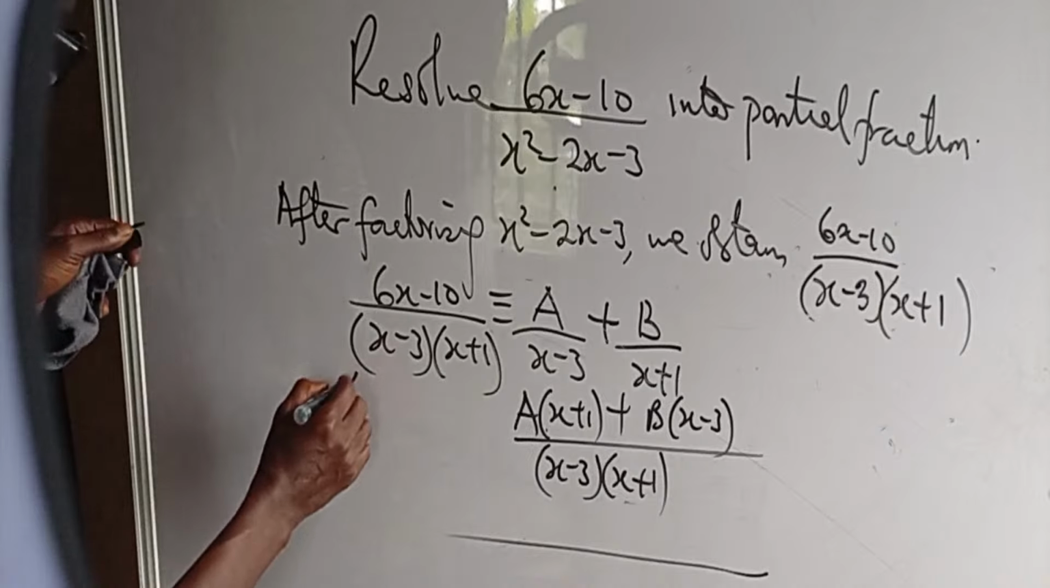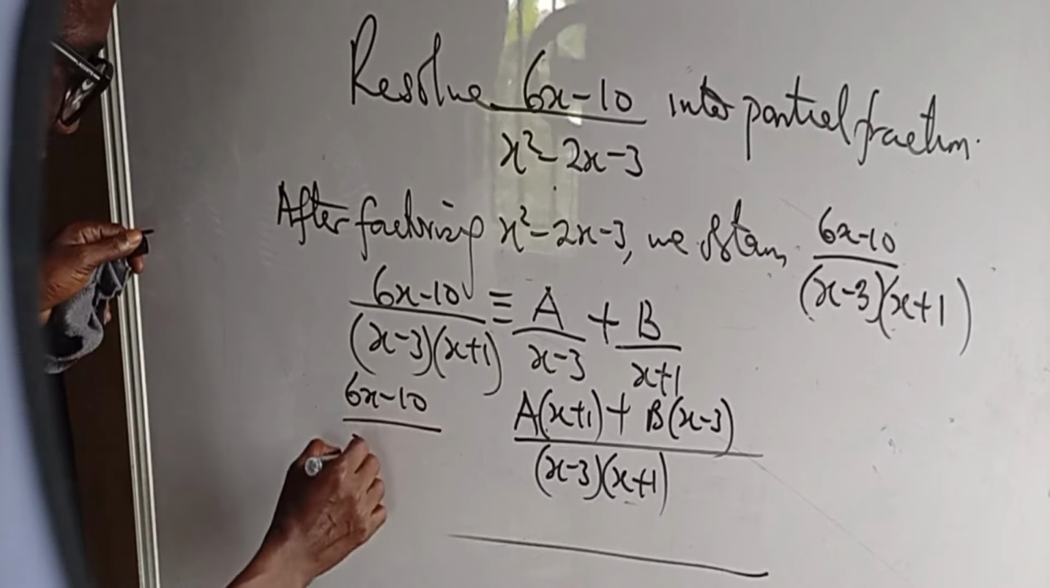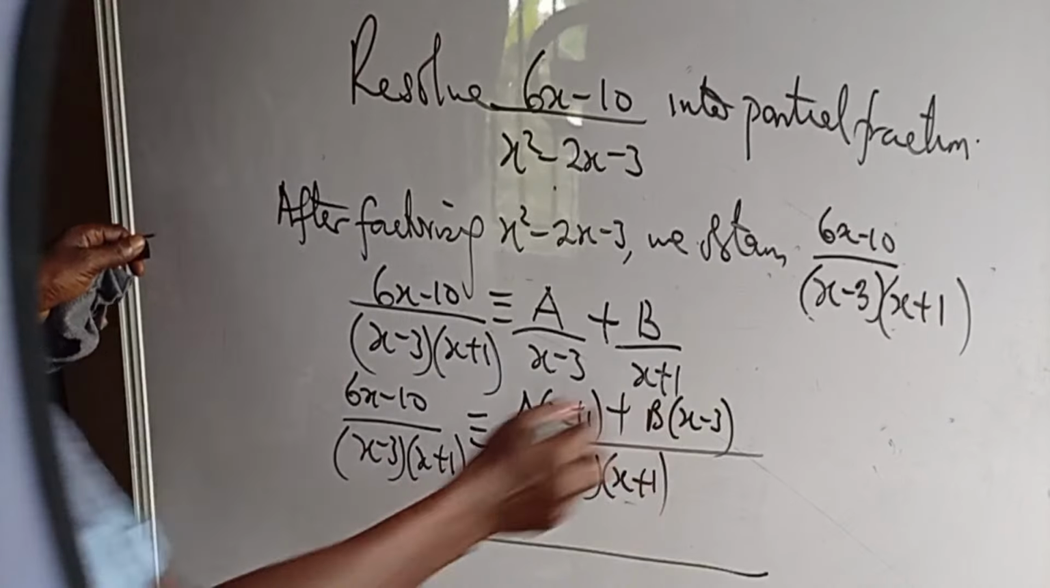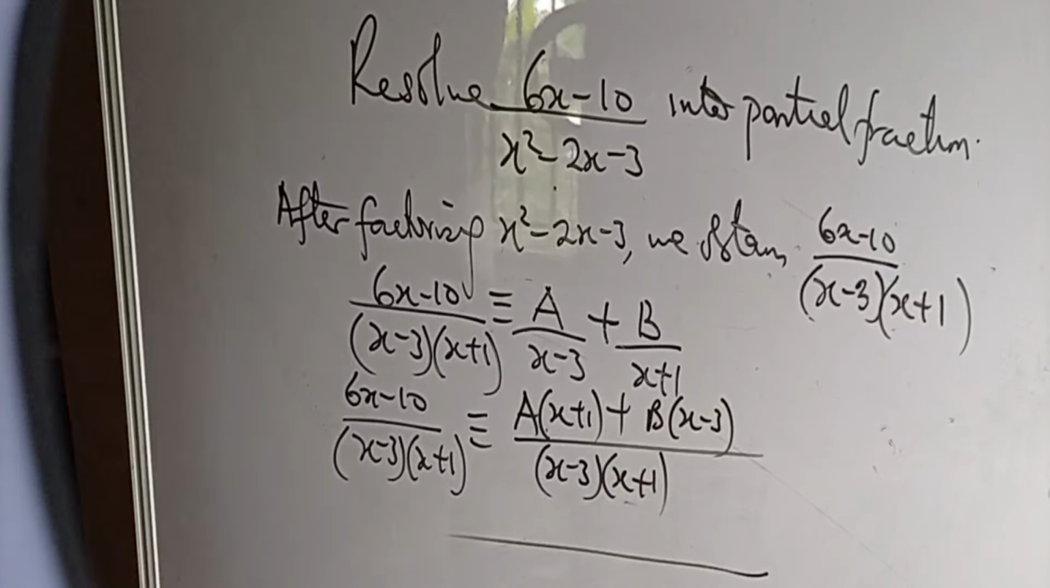So that means 6x minus 10 all over x minus 3 into x plus 1 is equivalent to what we have obtained there. Okay? We are very good. I'm glad you are comprehending. Very good. God bless you.